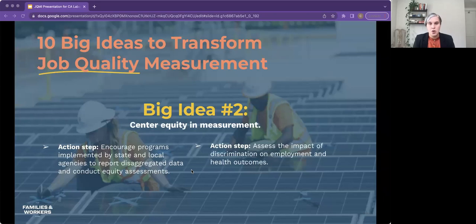One is to encourage or require programs implemented by state and local agencies and nonprofits to report demographic data on race and ethnicity, gender, and other characteristics, and to conduct equity assessments of programs. Federal agencies like the Department of Labor that fund these programs could incentivize this kind of reporting by providing more flexible timelines, access to performance-based funds, and recognition to high performers. Second, in both public surveys and private surveys, we can ask workers questions about their experiences of discrimination and bias in order to increase our understanding of the relationship between these experiences and employment and health outcomes.